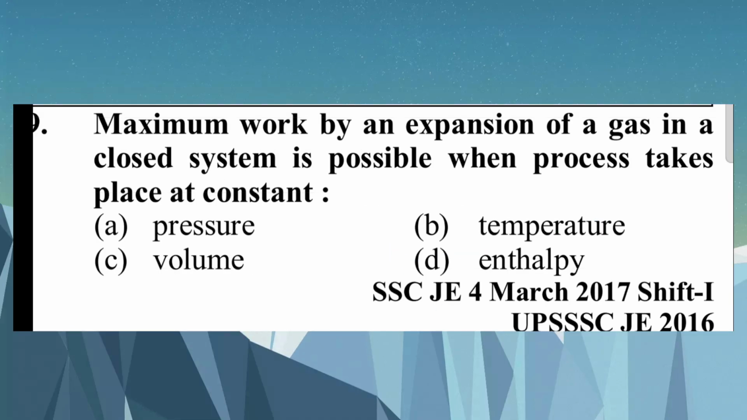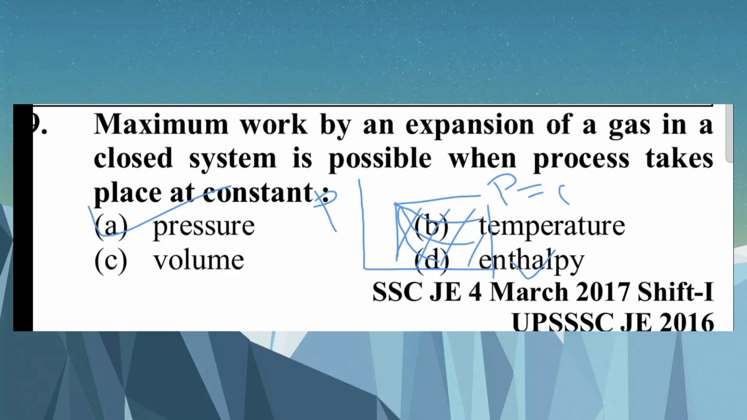Next question. Maximum work by an expansion of a gas in a closed system is possible when the process takes place at constant pressure, temperature, volume or enthalpy. Constant pressure. एक्सपेंशन में देखोगे तो ऐसा कट मिलता है ना PV का. दिस इज द कांस्टेंट प्रेशर मैक्सिमम वर्क डन. Area under PV diagram gives us work done.